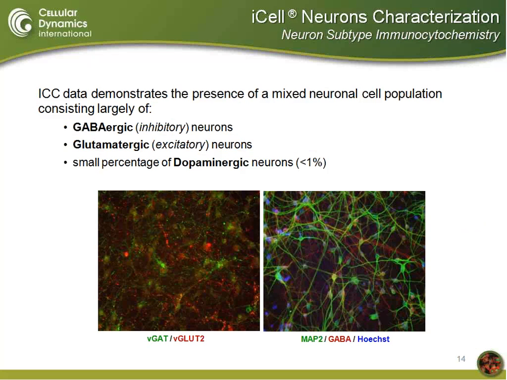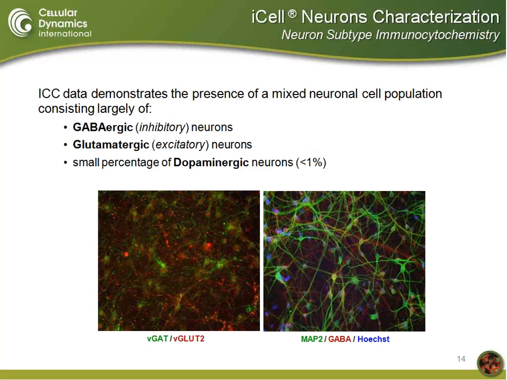Now that we've demonstrated that our cells are pure and have the proper morphology, we want to determine what subtypes are found within our population. From the staining, we can see that we do have a mixture largely of GABAergic and glutamatergic neurons, where we've stained for VGAT and VGLUT, and we see the nice punctate staining of the vesicular transporters. We also have a staining of GABA to the right to show the mix as well.